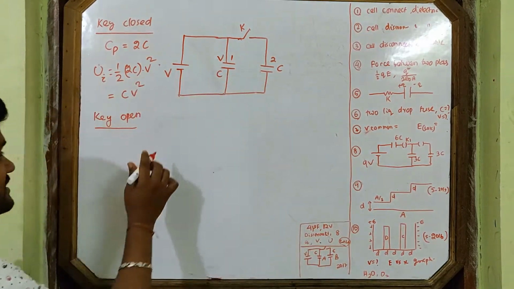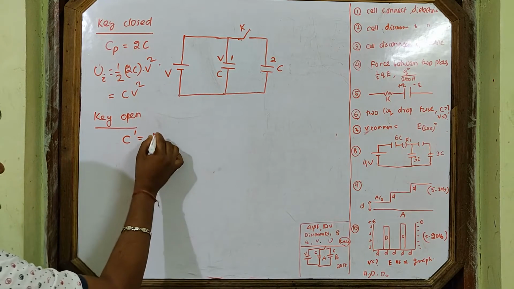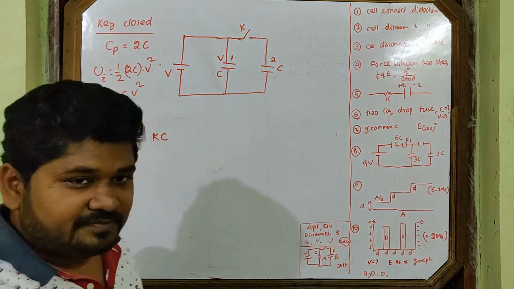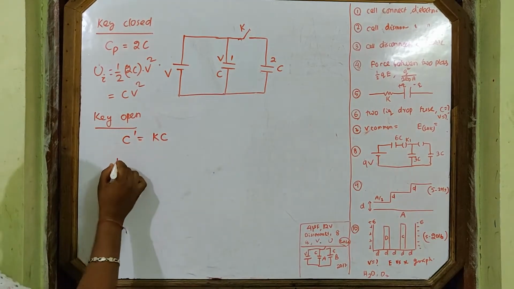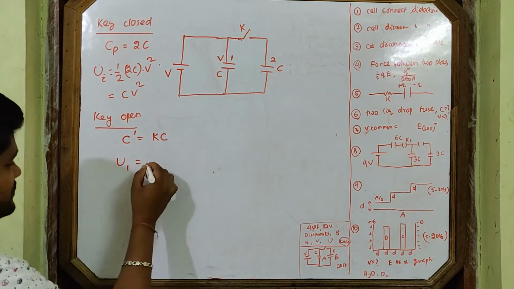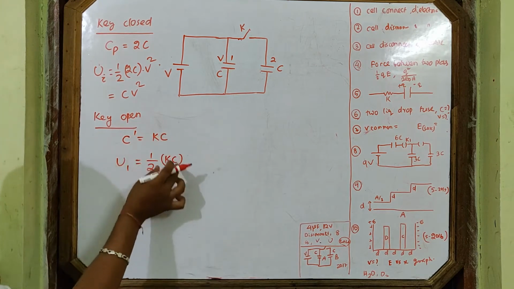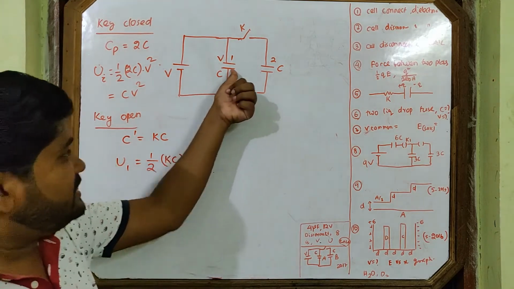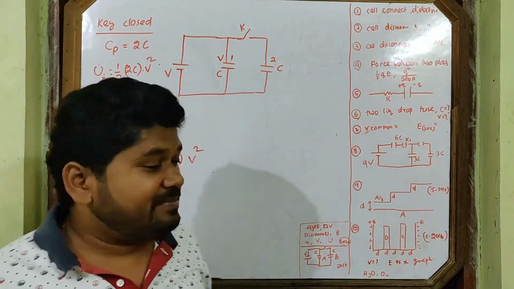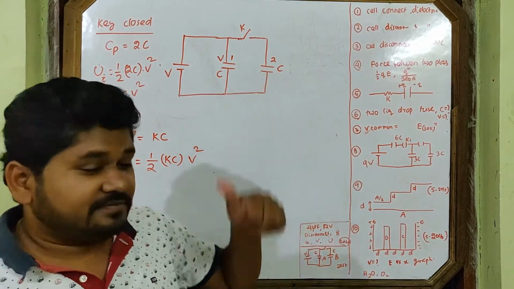But the dielectric is inserted. What about the capacitance now? Capacitance becomes KC, C dash becomes KC. But potential is V. What is the energy stored here? In the first one, half C, C means KC, into V square. This is the energy stored in this capacitor after key open. Clear? Now come to this one.